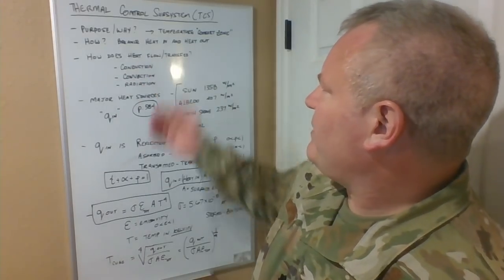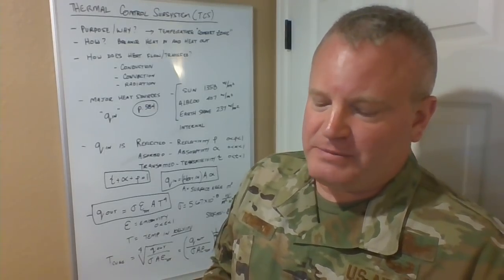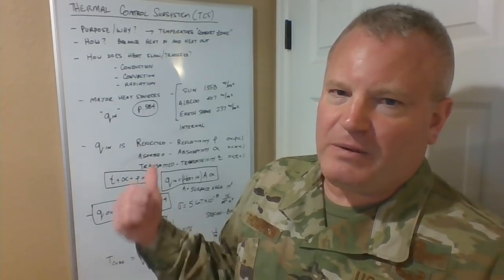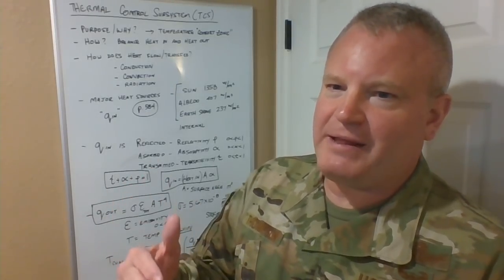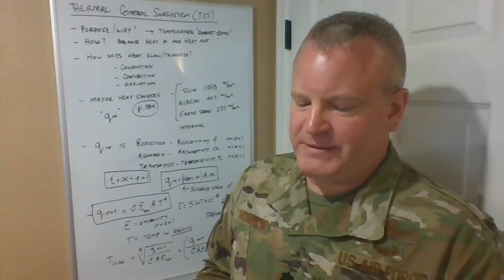And how are we going to do that? Well, it's a balance between the heat in and the heat out. There are going to be sources of heat coming in, and there's going to be some heat going out of our spacecraft. We've got to keep those balanced in equilibrium to keep the temperature in the comfort zone that we want to stay in.